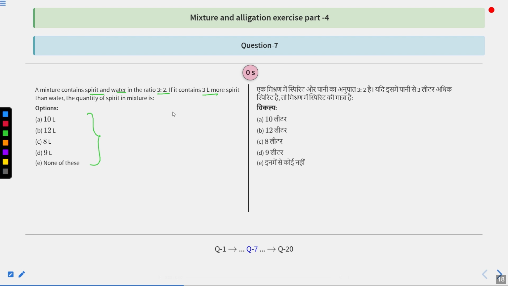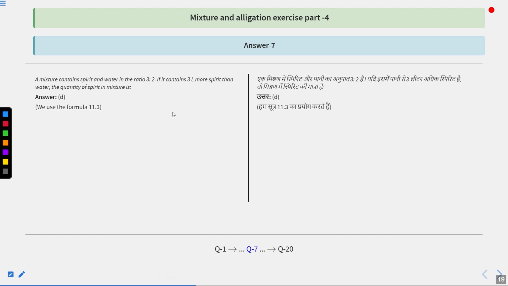Now time's up. Let's see the solution. We are going to use formula 11.3. Clear? Let the quantity of spirit be x. Clear? So the quantity of water will be x minus 3. If spirit is x, then water is x minus 3, because it is given in the question.